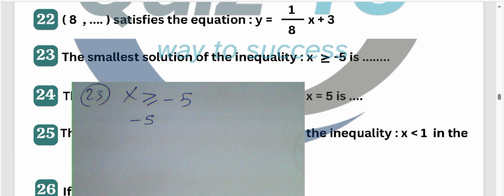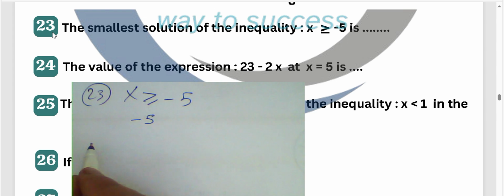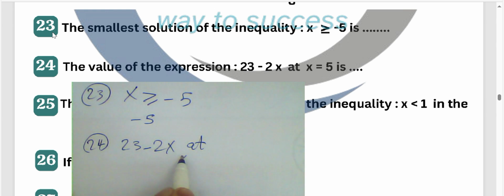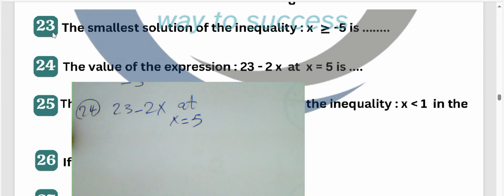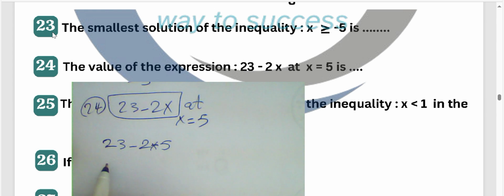Question 24. The value of the expression 23 subtract 2x at x equals 5. Put x equals 5 in this expression. The result will be 23 subtract 2x, meaning 2 multiplied by 5. Then we can write 23 subtract 2 times 5 equals 10. Then the difference between them will be what? 3 minus 0 equals 3. 2 minus 1 will be 1. Then the result will be 13.